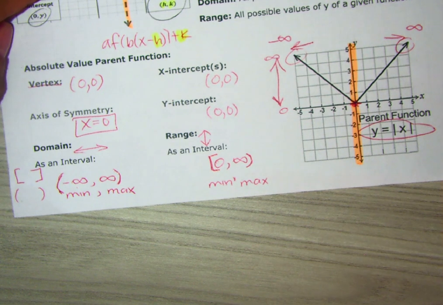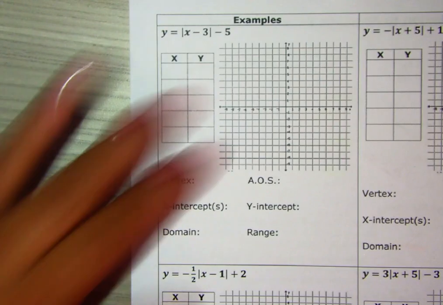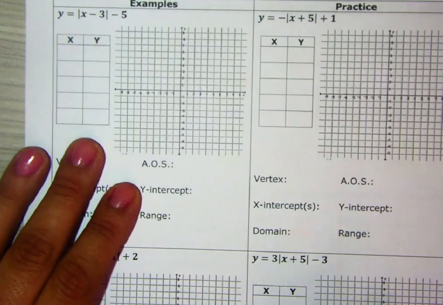So now we're just going to analyze them in any absolute value function. I'm going to go over the left 2 examples, and please go ahead and try the 2 examples on the right.